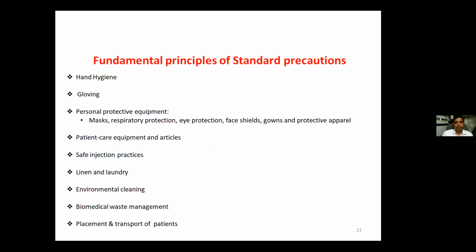What are the principles of standard precaution? The most important thing is hand hygiene. As I said before, it's the single most effective measure. Then second is gloving. Then third is following proper personal protective equipment. It was seen in the last 1.5 years of COVID that proper infection control precautions were not followed during doffing. That led to an increase in COVID infections. So proper personal protective equipment training and compliance should be followed to prevent and control infections.